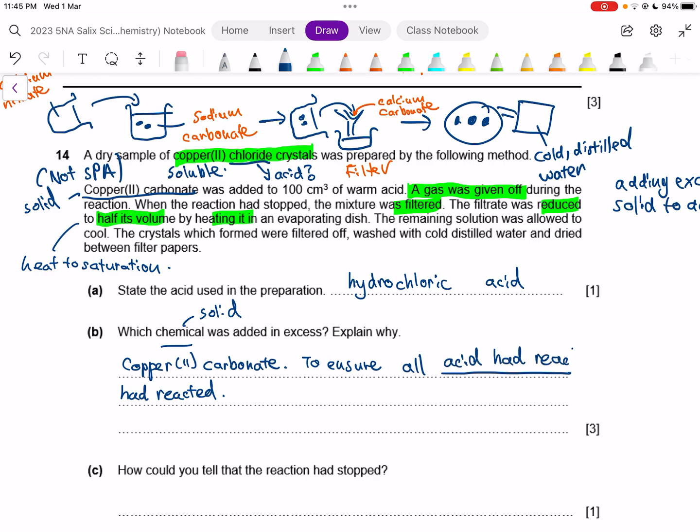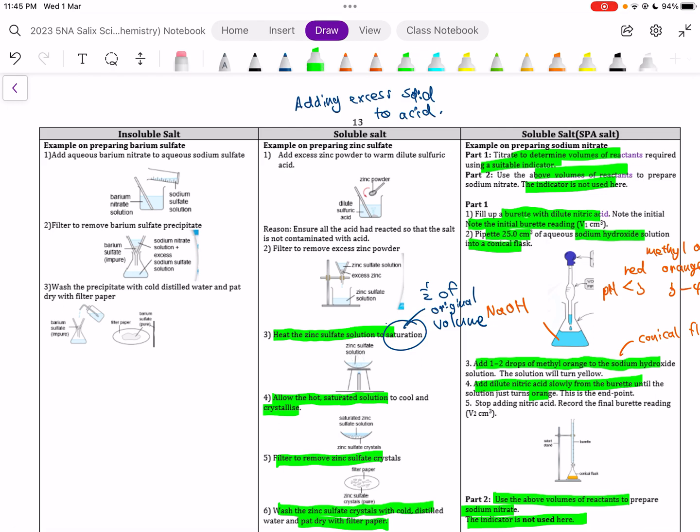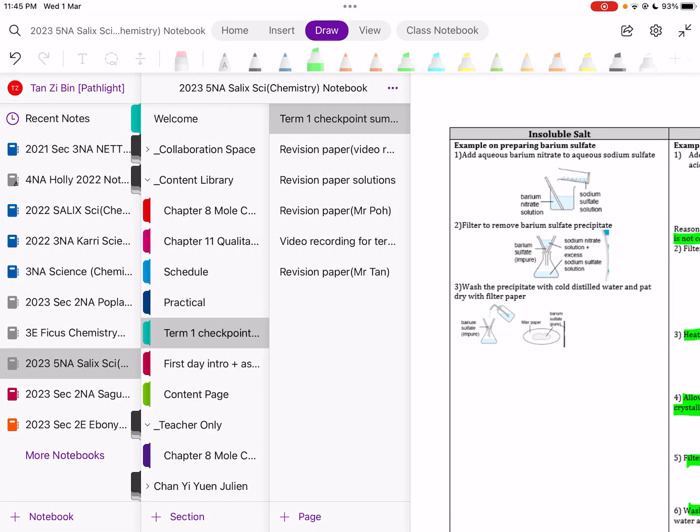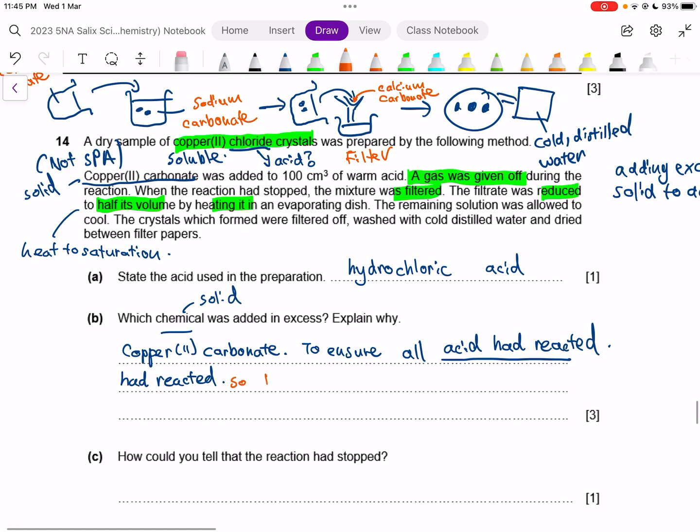Once again, I mentioned this in the summary notes. Go back and have a look. You need to add excess solid to ensure all the acid has reacted, so that the salt is not contaminated with acid.